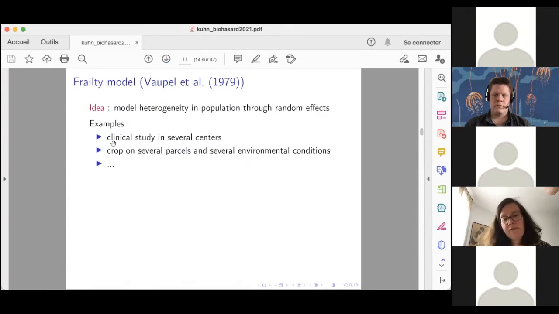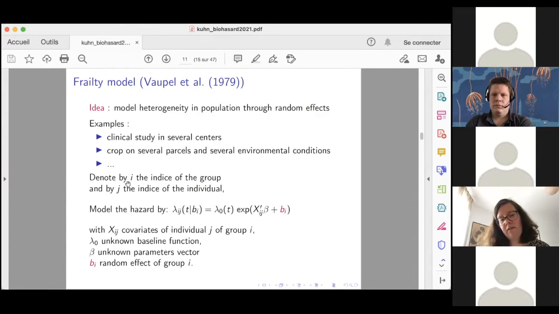For example, if you consider a clinical study in several centers, you will have some different effects depending on the center on which you are regarding the study. In agronomy, you also have, for example, crops on several parcels and in several environmental conditions, and this will contribute to having heterogeneity in the data set. So the objective is to model this heterogeneity.